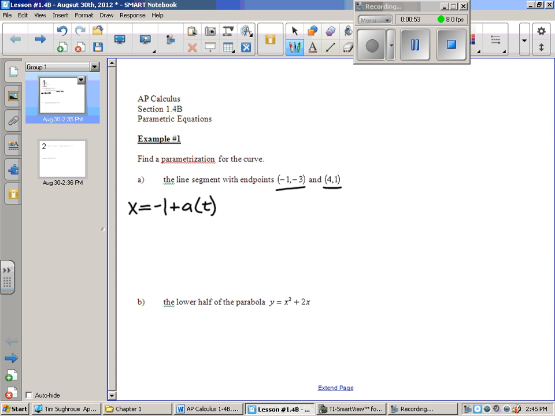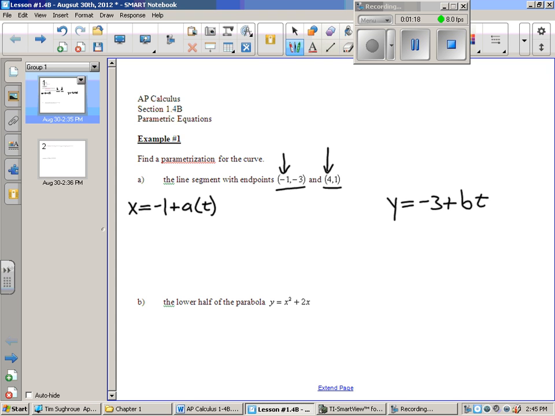Likewise, for the y-coordinate, we're going to say it starts at -3, and it moves a certain amount b, we're going to call it something different, over a certain time t. And we're going to set them up like this every time that we have one of these segment or ray type problems. They give us 2 points. And here's the idea. The x-coordinate is starting at -1, and then it's going to 4.